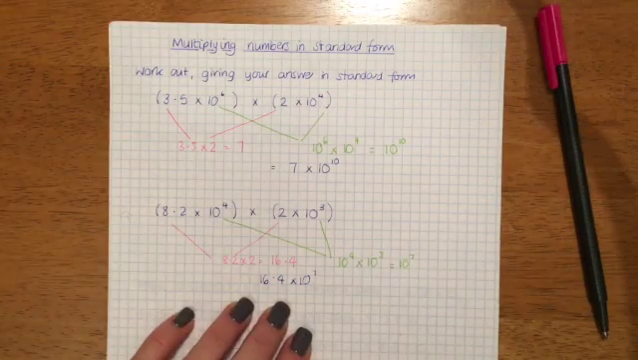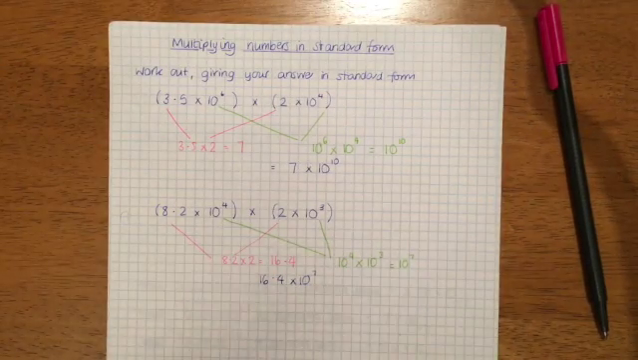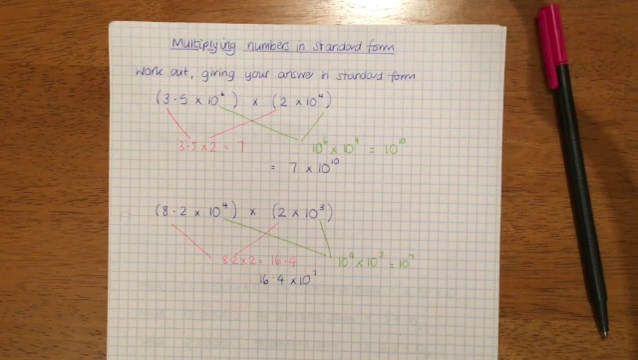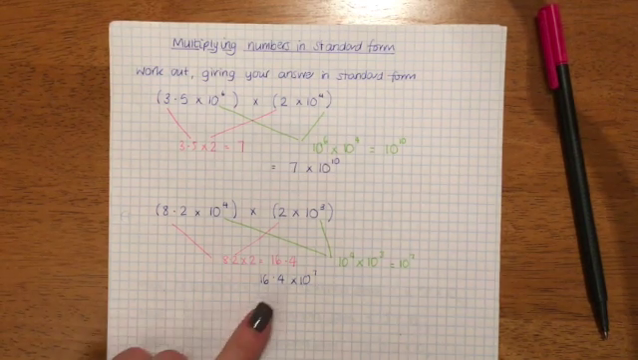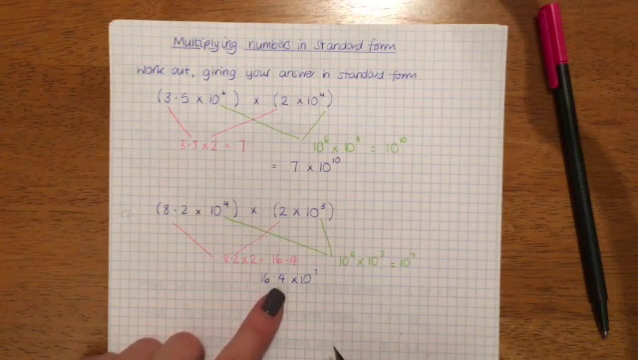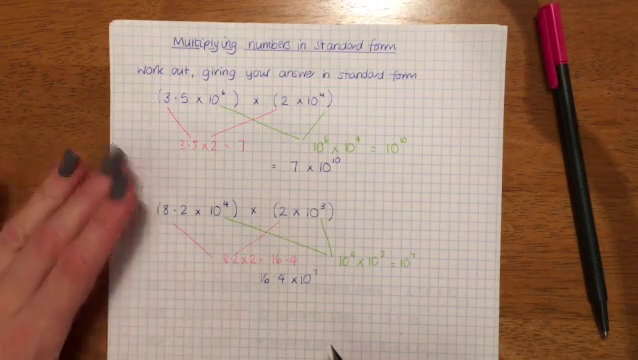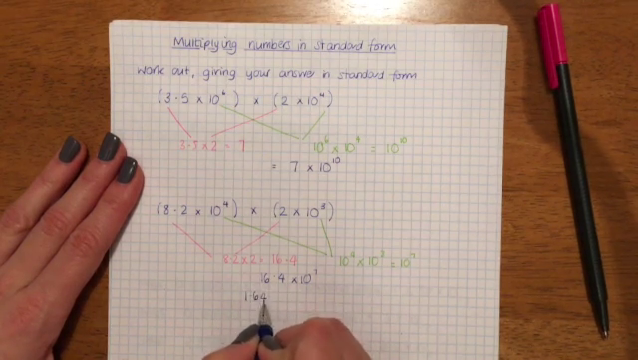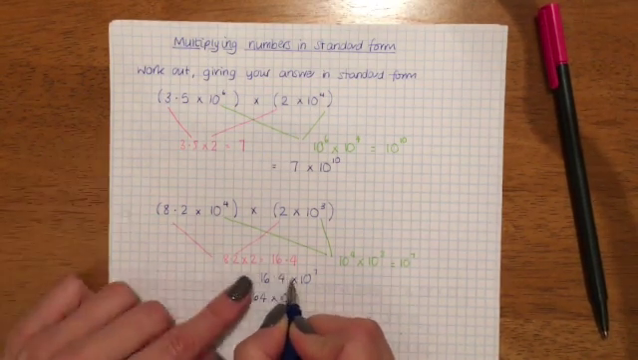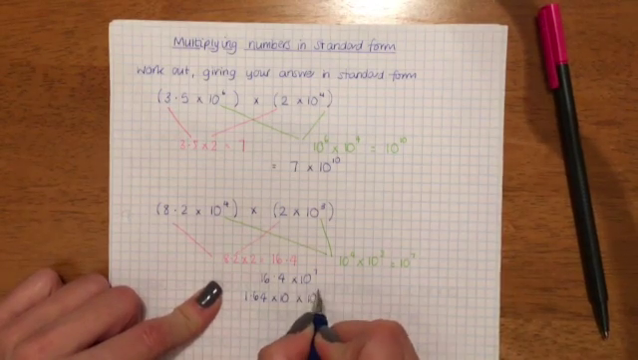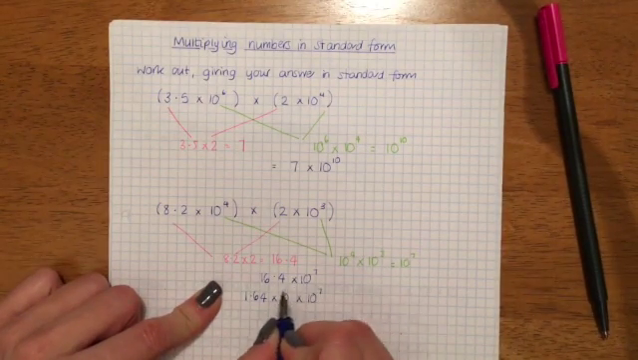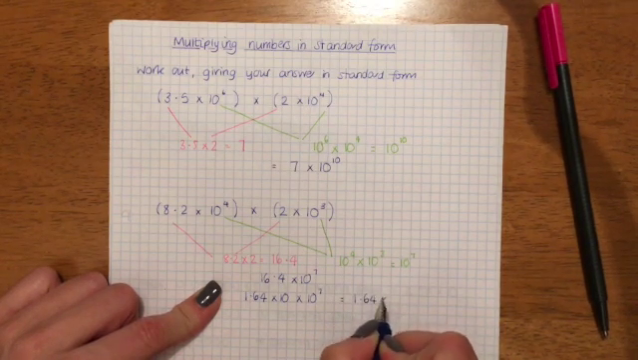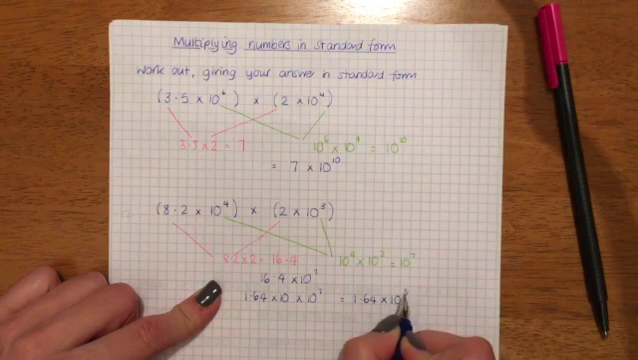Now, this isn't quite complete yet because this first number here is more than 10, and we always say it can't be. So I'm going to have to change this to 1.64. And what that makes is 1.64 times 10, times 10 to the power of 7. So these are going to combine, and my final answer is going to be 1.64 times 10 to the power of 8.